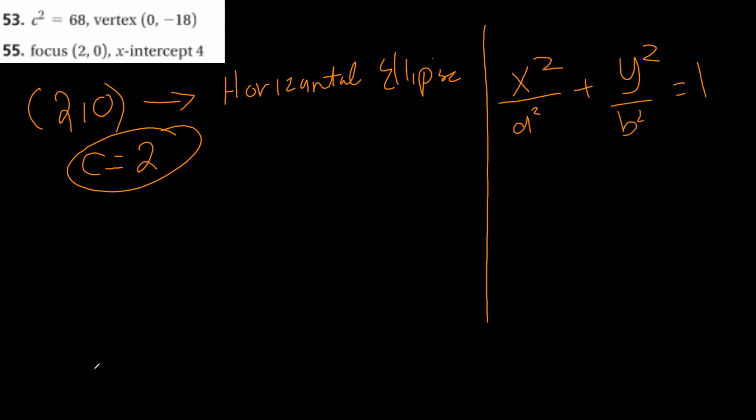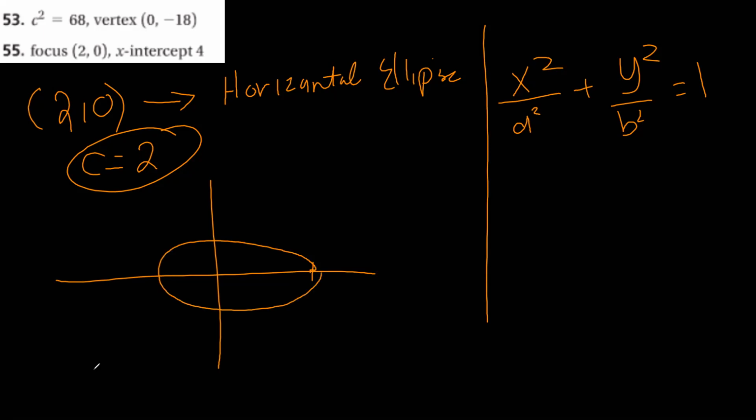Now, either a or b, I don't know. Both of them, I don't know. But here he told me that the x-intercept is 4. The x-intercept is 4, so the vertex is at 4, 0. The ellipse intercepts the x-axis at point 4. So this is my vertices. So a now is 4. Is it right? Yes.